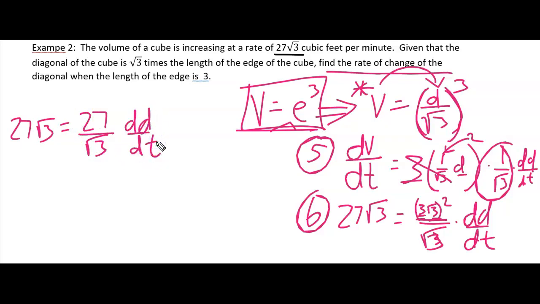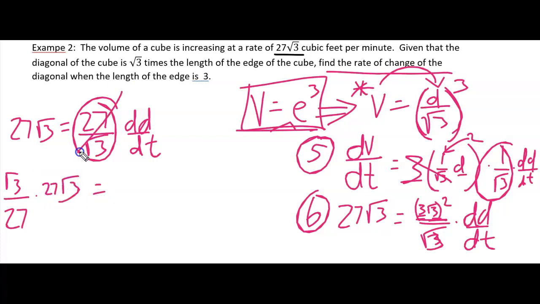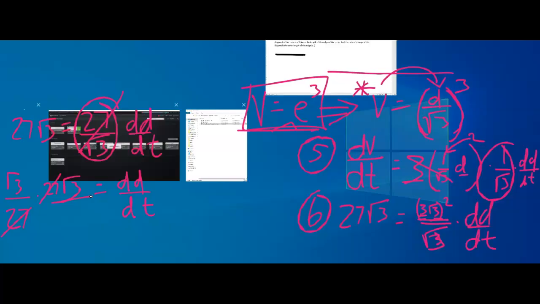So if I wanted to solve for d dt, I'm going to multiply both sides by the reciprocal of this fraction here. So it cancels out on the right side there. 27's cancel, and then square root of 3 times the square root of 3 is 3.